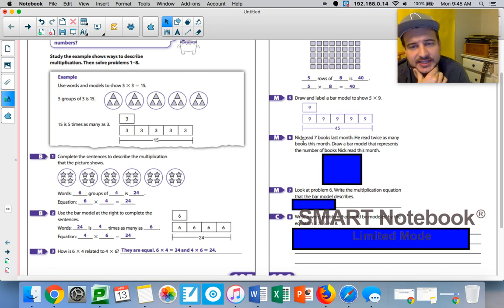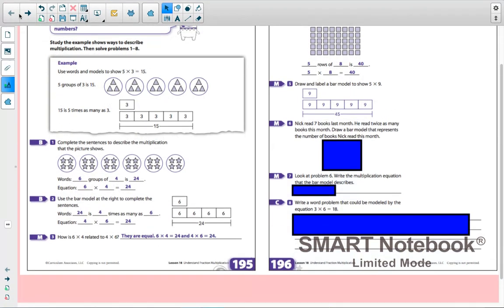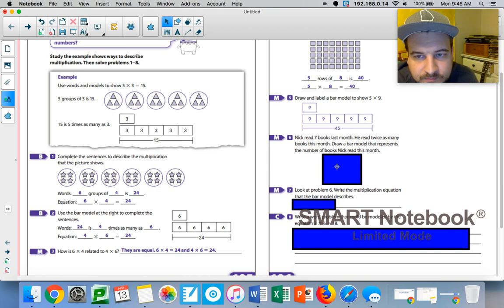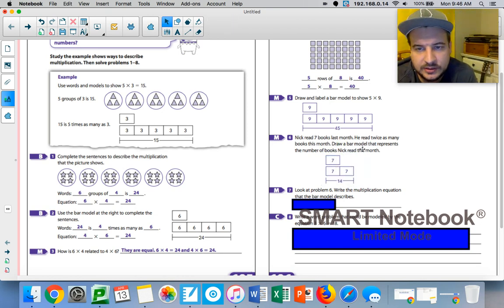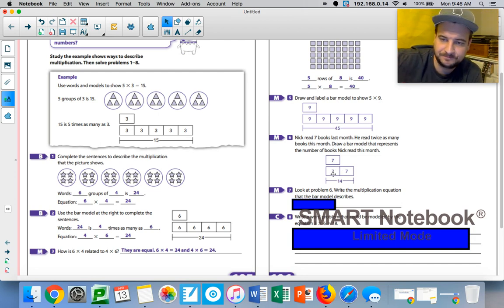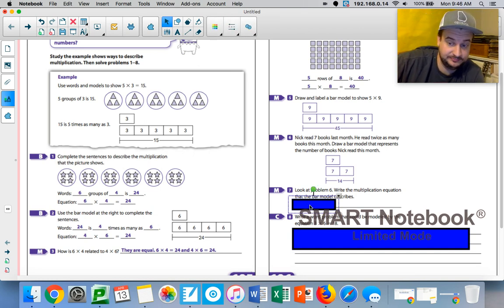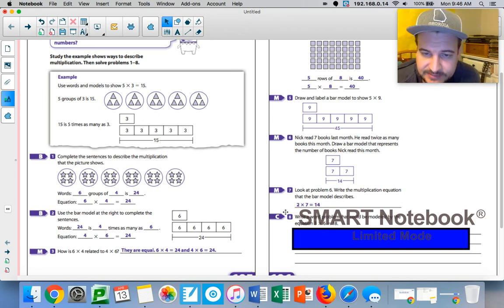Nick read 7 books last month. He read twice as many books this month. Draw a bar model that represents the number of books Nick read this month. So he read 7. He read twice as many, 2 times. So your bar model is pretty simplistic. 2 times 7 is 14. Look at problem 6. Write a multiplication equation that the bar model describes. 2 times 7 equals 14. Pretty easy.